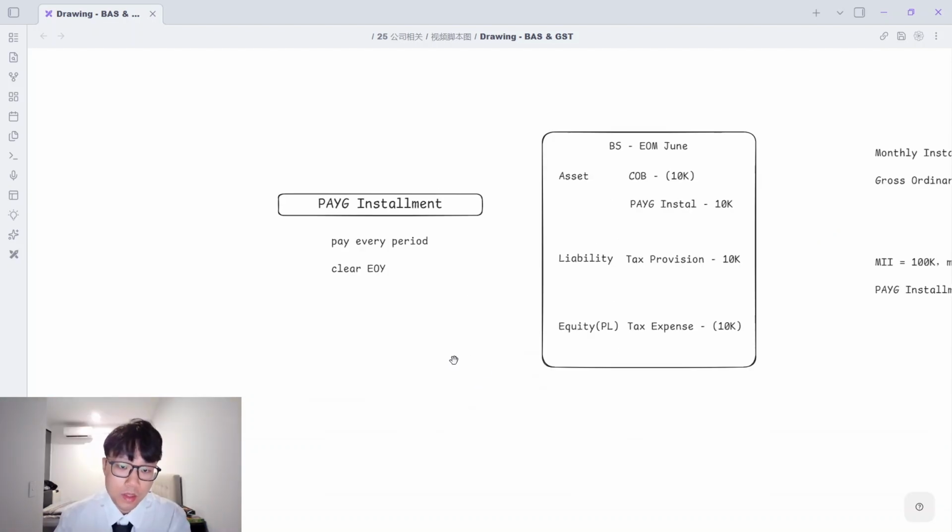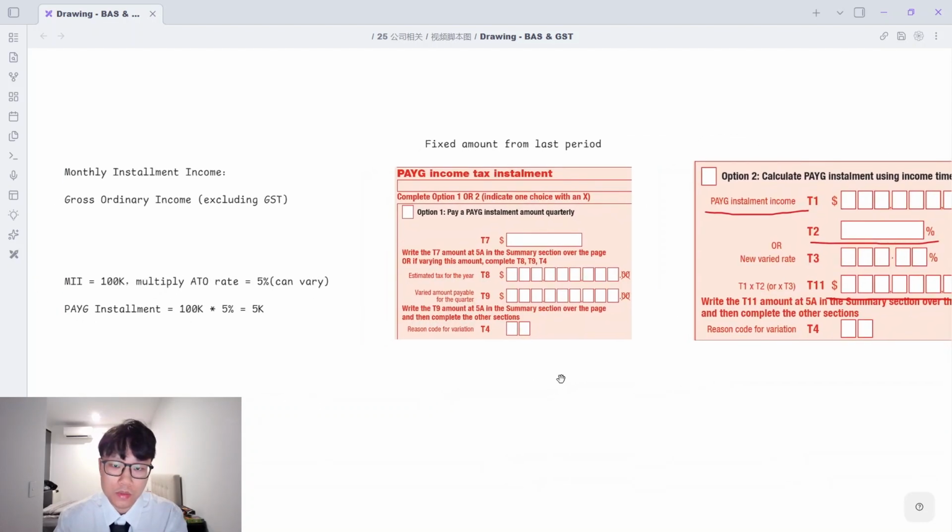Let's start from PAYG installment. It's our income tax installment, so we pay it every month and we clear it at the end of that year. So on the balance sheet, it should look like this. For installment only, it only affects our cash. If we make a payment, it should be this part, and we also do a tax provision. This will affect our P&L and sit under this part. Those two are separate, and we have 2 calculation methods.